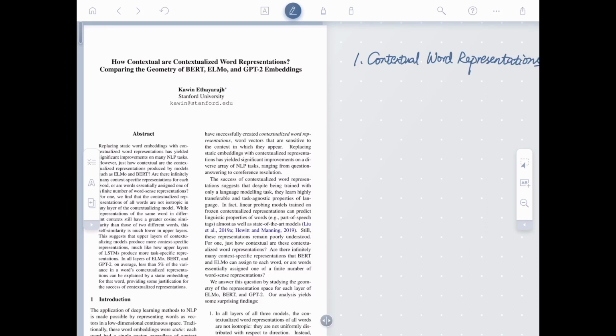Today I'm going to talk about a paper written by Cowen at Stanford University. This paper is one of the few papers that I found that discussed how contextualized the contextualized word representations are. In recent years, the idea of contextualized word representation has become really popular.